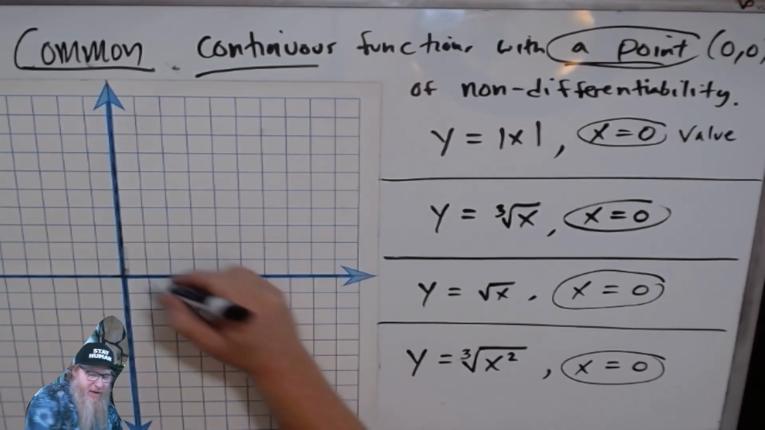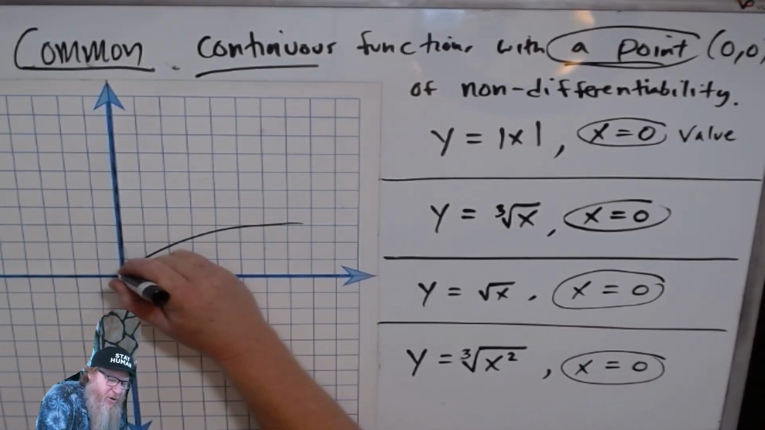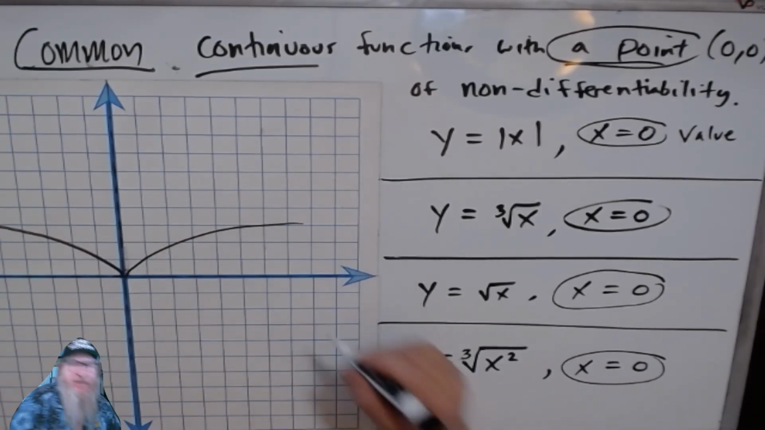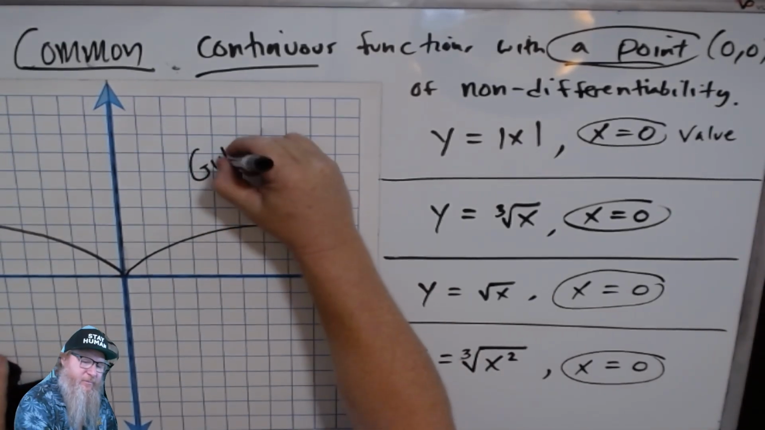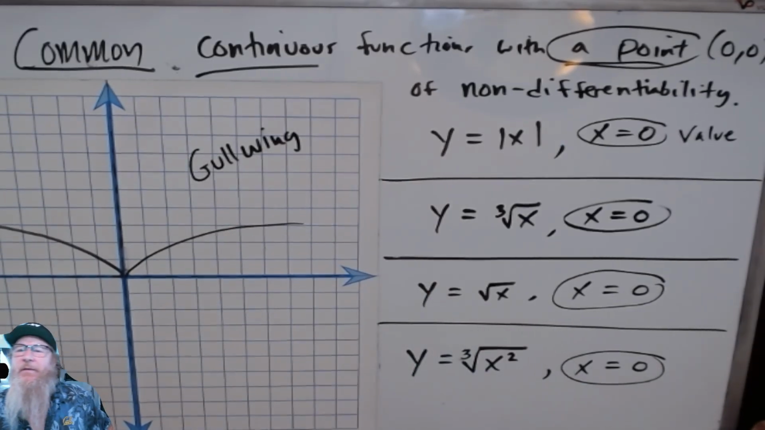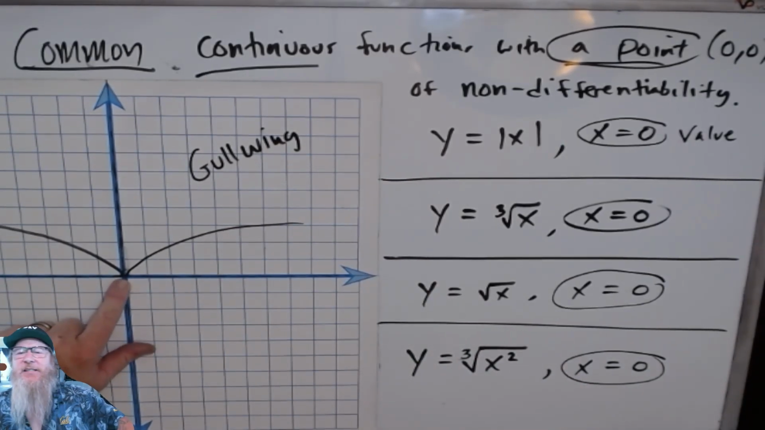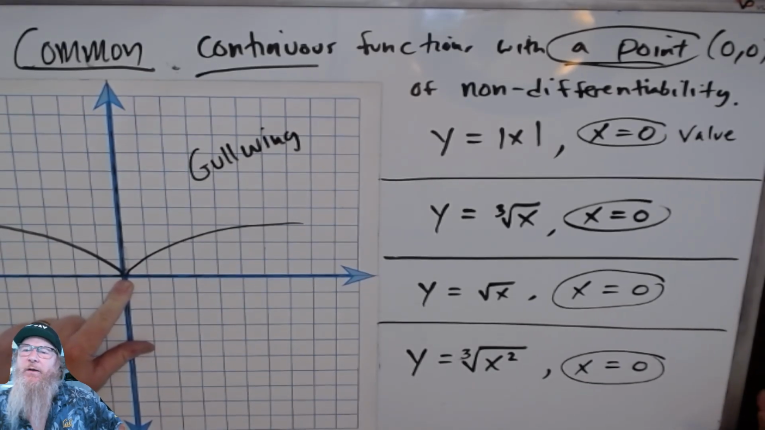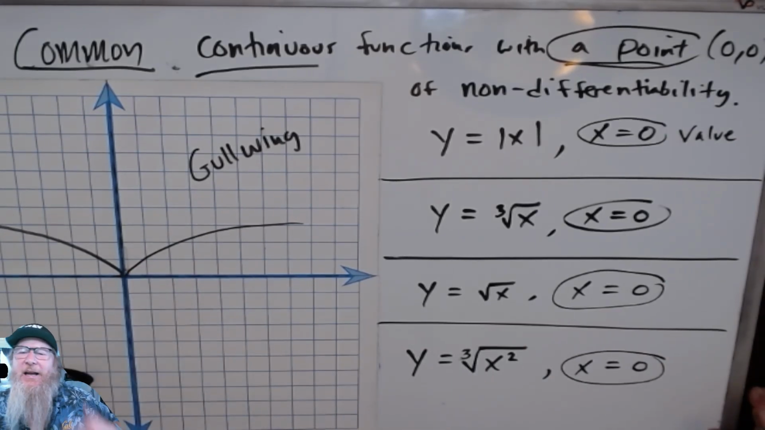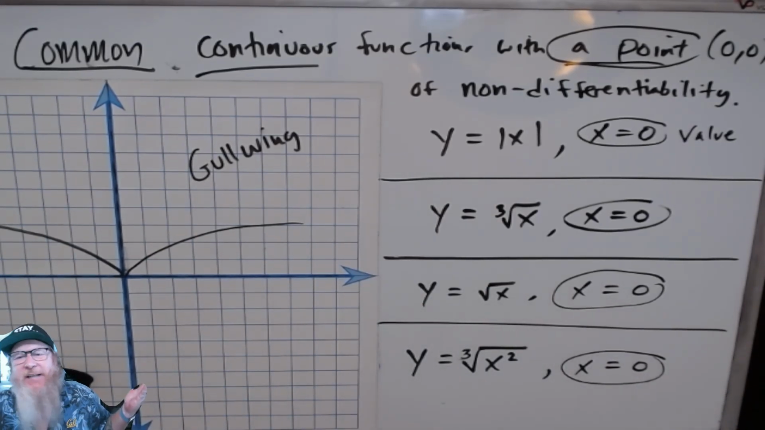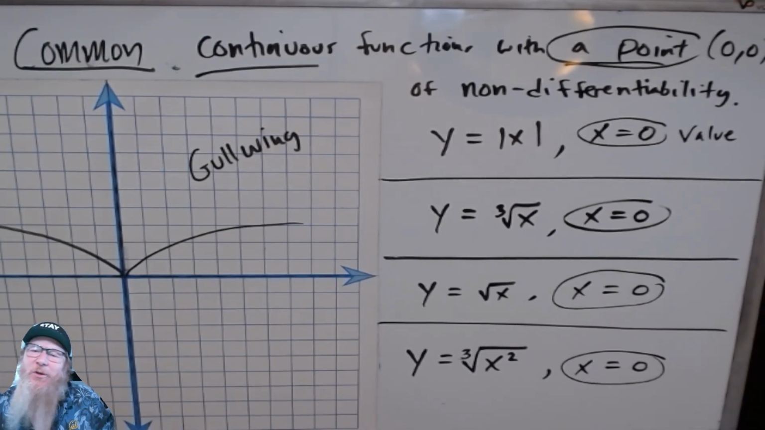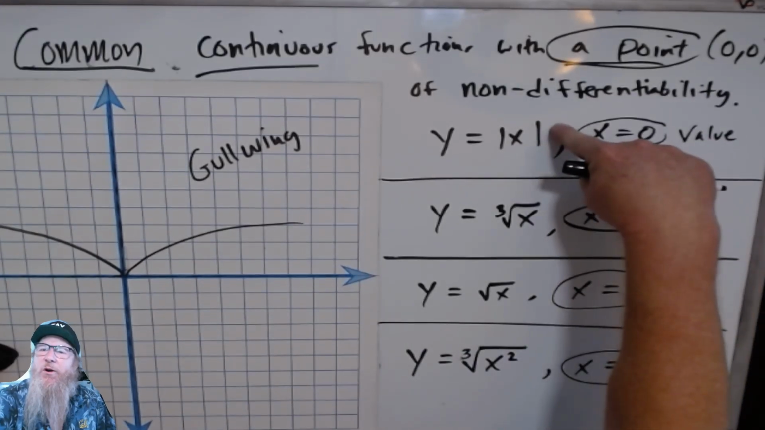The cube root of x squared, sometimes called the Gullwing function. Gullwing, like a seagull. It has a cusp or a corner. You could call it either one. I usually say cusp when it's curved. When there's straight lines, like two streets intersecting each other, I say corner. But again, the words can be interchanged. They both are non-differentiable.